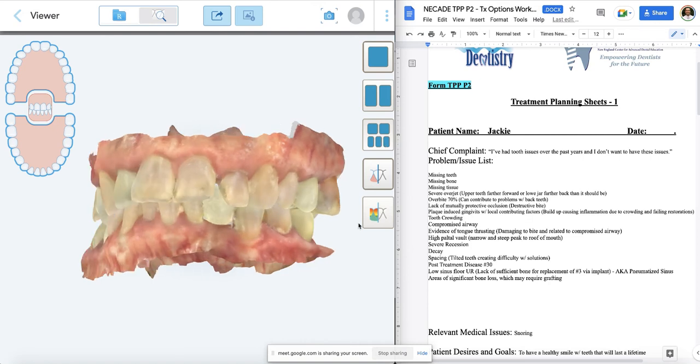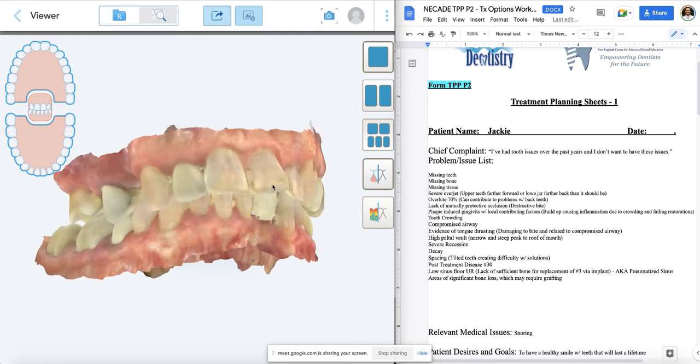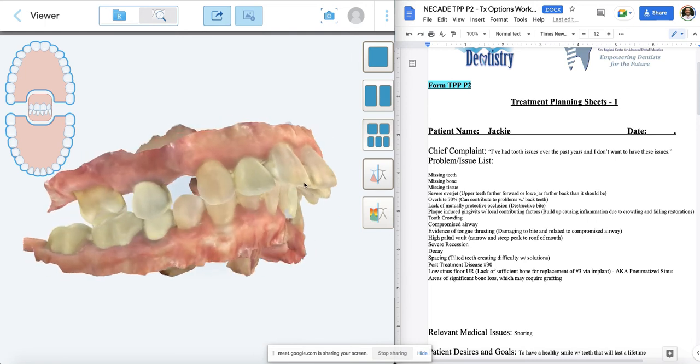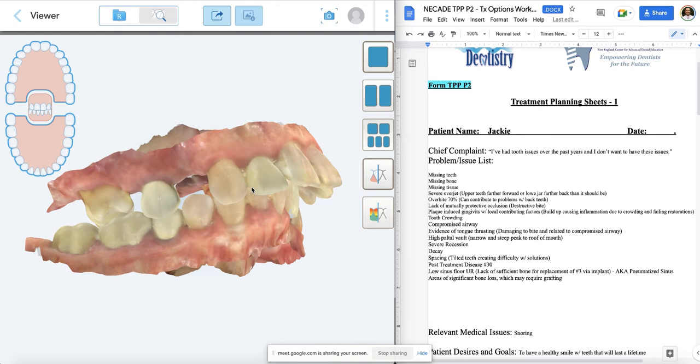We had talked about lack of mutually protected occlusion. What does mutually protected occlusion mean? When established well, again, a concept popularized by Dawson, the front teeth protect the back teeth and the back teeth protect the front teeth. So the back teeth take the force during MIP. The front teeth take the forces during excursions, both protrusive and lateral. And within that, we have canine guidance and group function.